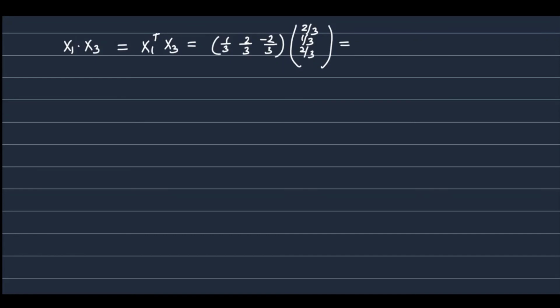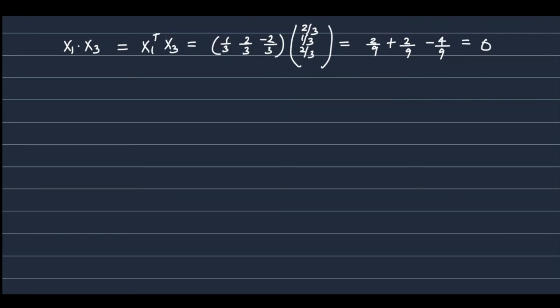Next we will check x1 dot x3. So x1 dot x3 is defined to be x1 transpose x3. Now x1 transpose is 1 by 3, 2 by 3, minus 2 by 3, and x3 is 2 by 3, 1 by 3, 2 by 3. So when we do the matrix multiplication, we will get 2 by 9 plus 2 by 9 minus 4 by 9. So again we will get 0.